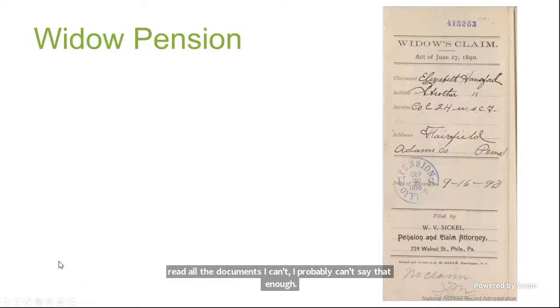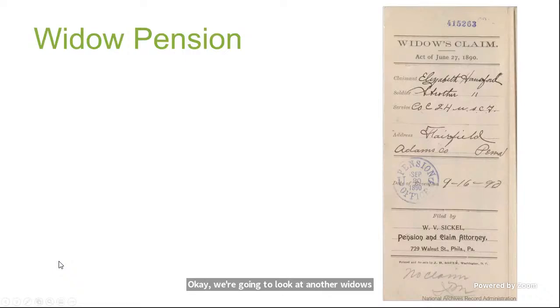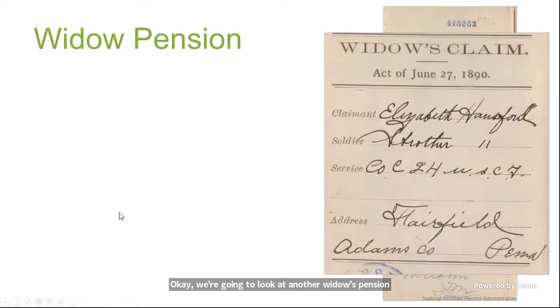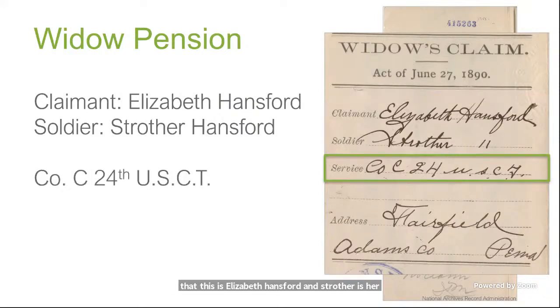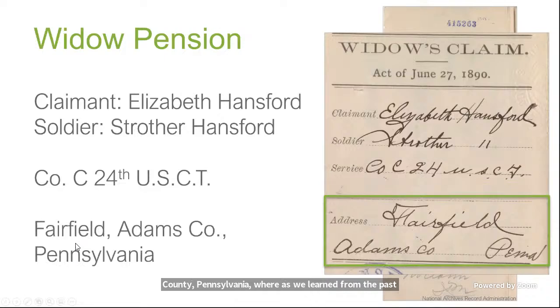Okay, we're gonna look at another widow's pension. This widow has some dependents, and I wanted to show you that. This is Elizabeth Hansford, and Strouder is her soldier husband. And so he served in the Company C of the 24th United States Colored Troops. They are living in Fairfield, Adams County, Pennsylvania, where, as we learned from the packet, they have lived for a long time.